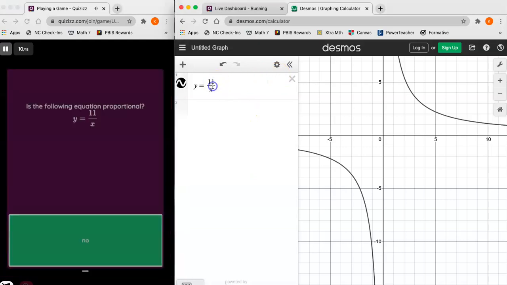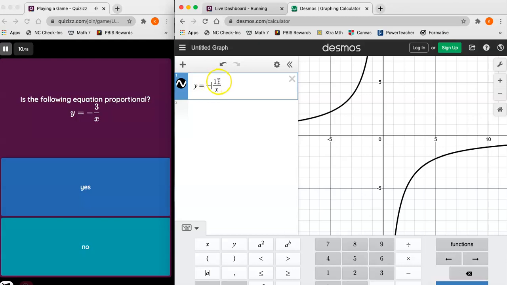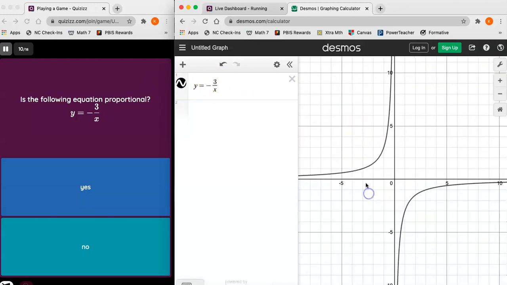So here is another example where we have x in the denominator. And you'll notice when you have a negative out in front that the graph is now in quadrants 2 and 4 instead of 1 and 3. And it's not proportional.